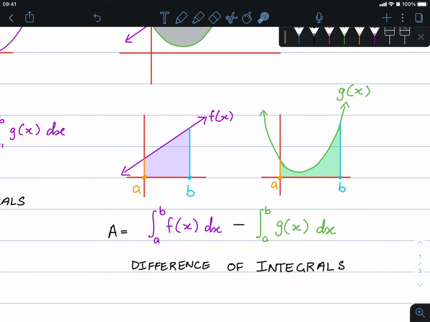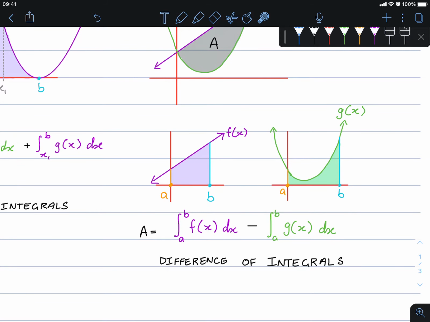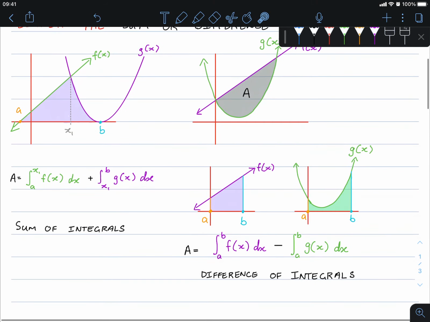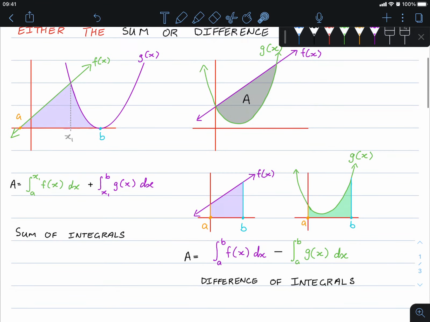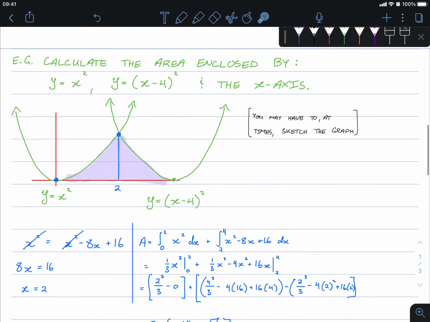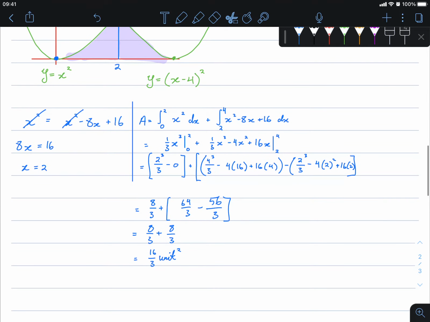You're going to see more of this in the next example, but this is an example of the difference of integrals. So we have either the sum or the difference of integrals. So let's get straight into an example here.